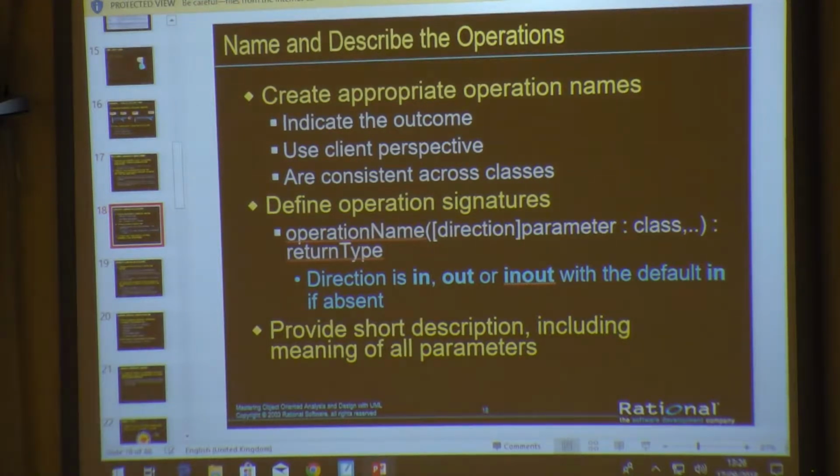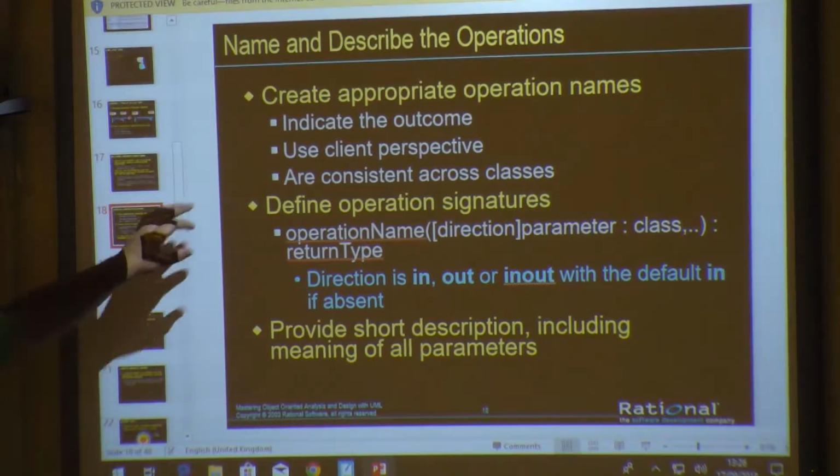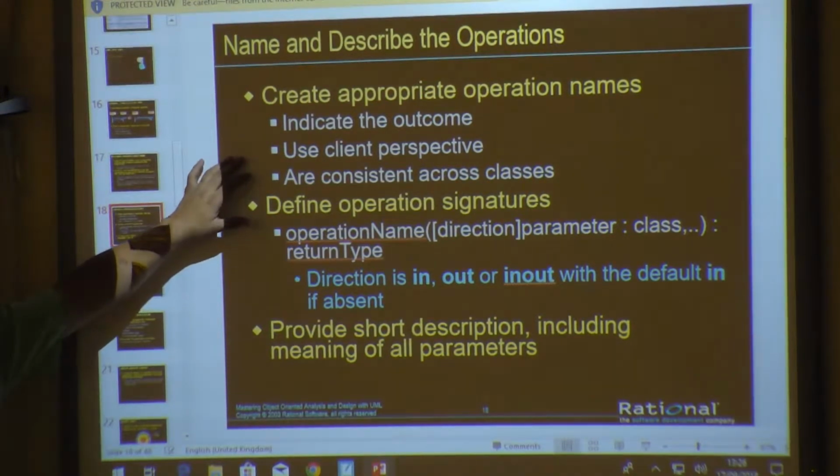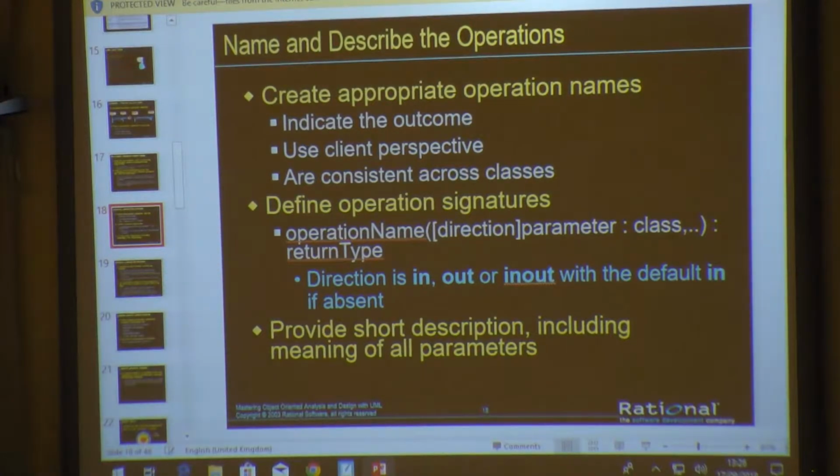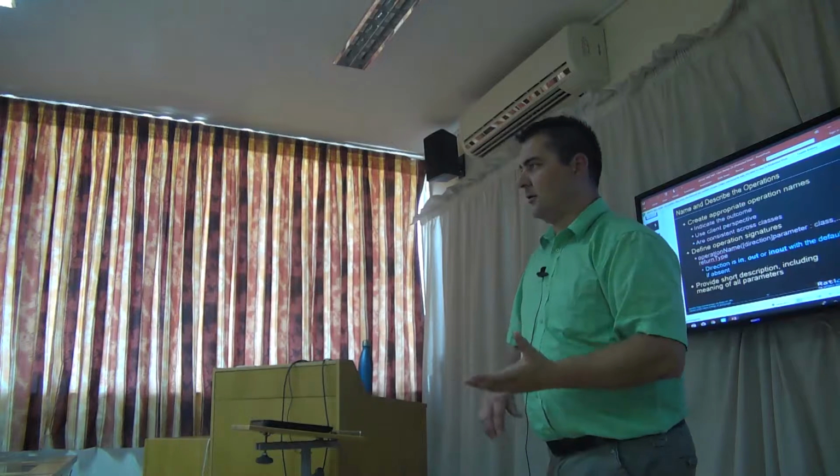So when we're naming and defining these operations, we must look at how they are named. Meaning that we need to indicate the outcome, the client perspective, and be consistent among our classes in the approach which we use to name the operations. So what does it mean to indicate the outcome? Indicating the outcome means that the naming is going to show us clearly what the result of this operation will be.